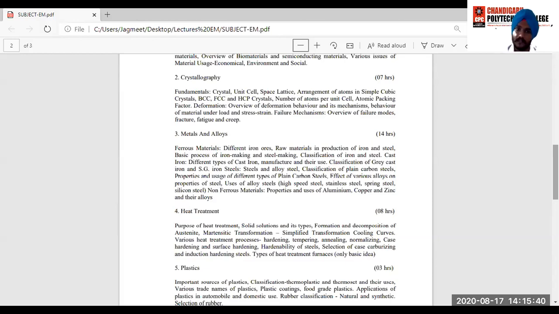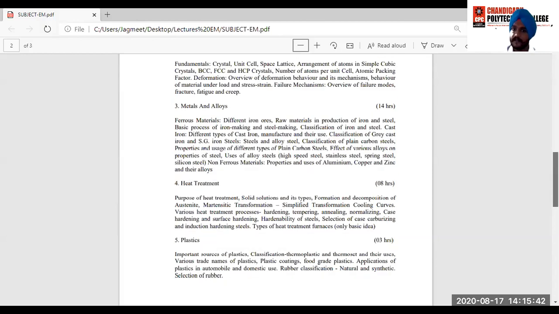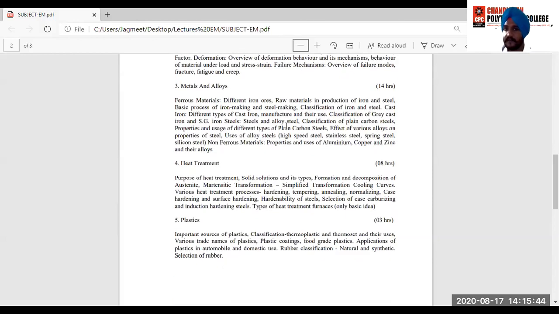Further, we will discuss the metal and alloy. What are the different metals, and what are the alloys? What are the iron ores? Different iron ores, raw materials in production of iron and steel. Basic process of iron making and steel making. Classification of iron and steel. We will discuss all this in this chapter.